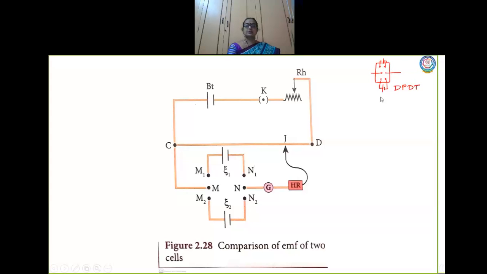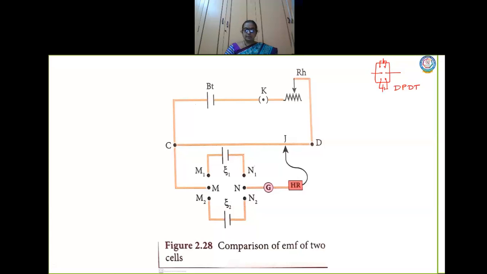Now this is used because it involves two cells. So we go for this DPDT switch. Okay? Right? So if the switch is pressed onto this cell, ψ1 will be included in the circuit, and if the switch is pressed onto this, ψ2 will be included in the circuit. The center terminals are connected to C, and the other side is connected to the jockey through a galvanometer and a high resistance. Okay, so this is how the connections are made in a potentiometer.